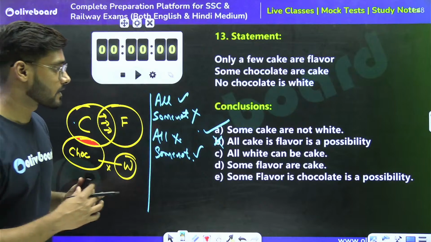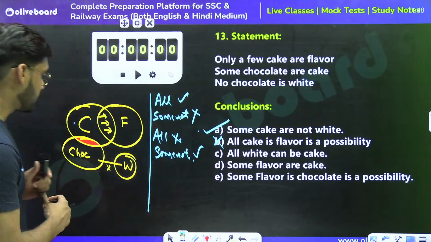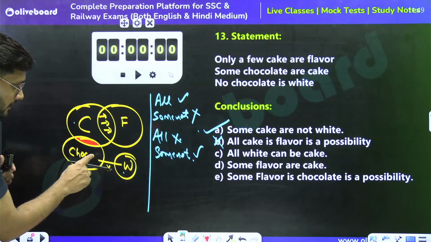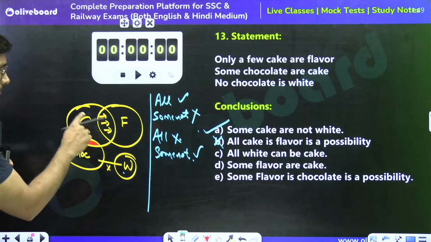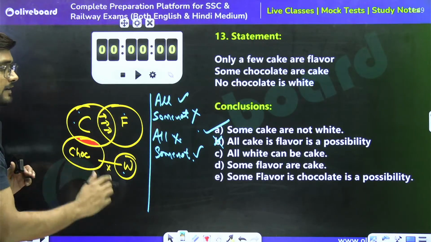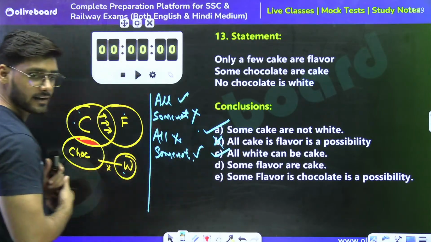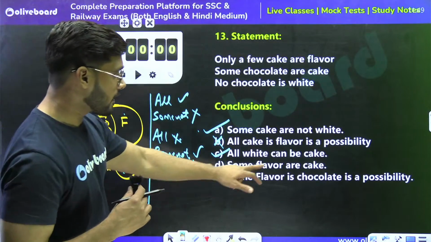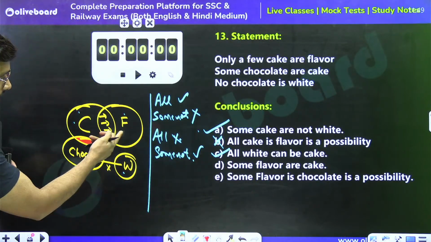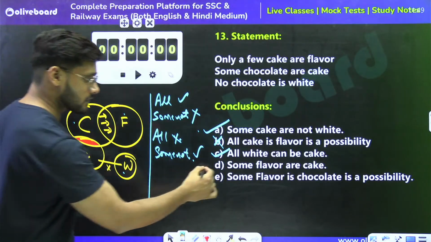All white can be cake. These all white cannot make relation with chocolate, but all white can make relation with cake, with flavor as well. So all white can be cake. Some flavor are cake. I can say that some flavor are having relation with cake. So this is also right.